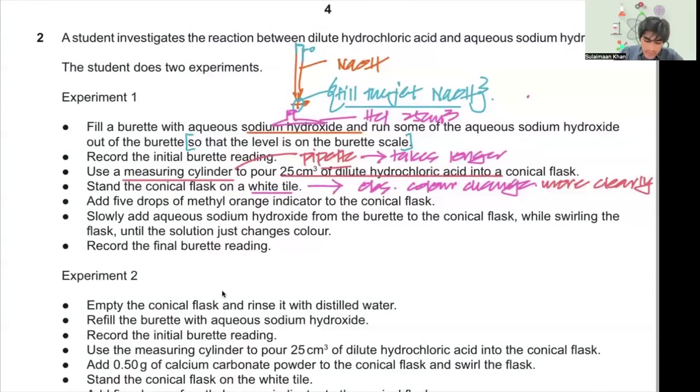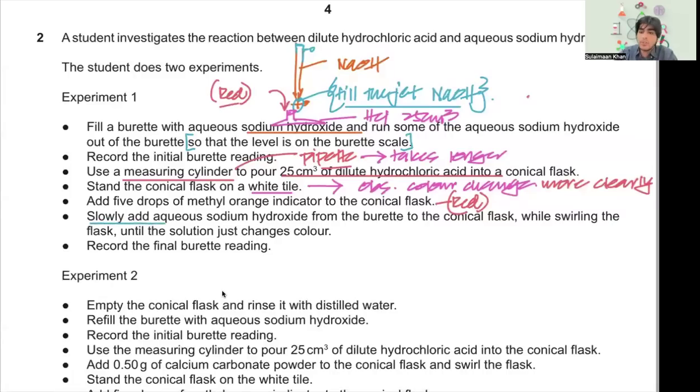When he added methyl orange indicator to the conical flask, what do you know? Because it's an acid, methyl orange is going to make the solution go red, right? And then at the end of the titration, it's obviously going to be yellow because a drop of sodium hydroxide will be in excess. Slowly add aqueous sodium hydroxide from the burette to the conical flask.